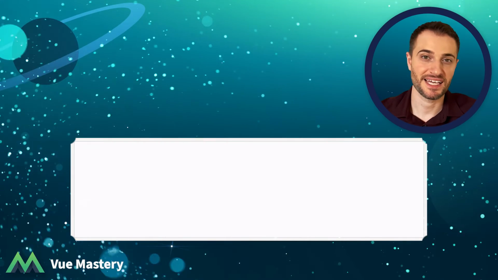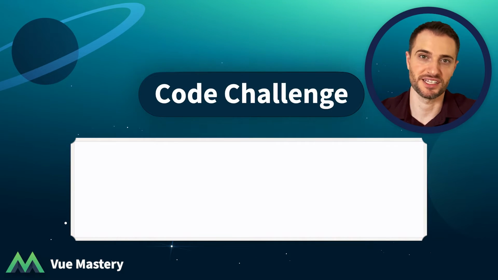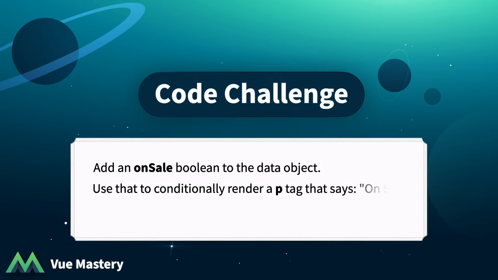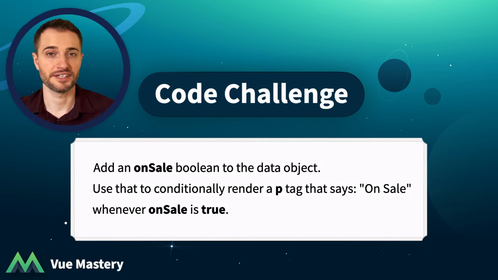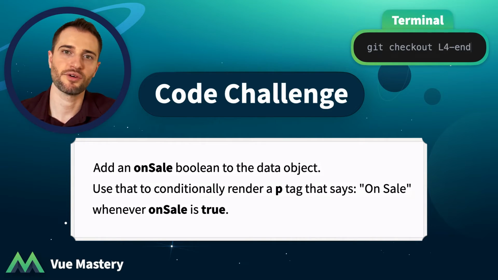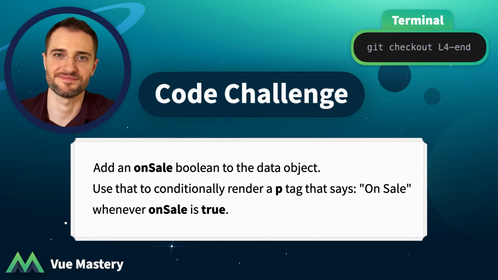So that brings us to the end of this concept and to our coding challenge. Add an onSale Boolean to the data object, then use that to conditionally render a p tag that says on sale whenever onSale is true. And a reminder, if you want to check out the ending code for this lesson, you'll want to go to L4-end. See you in the next lesson.